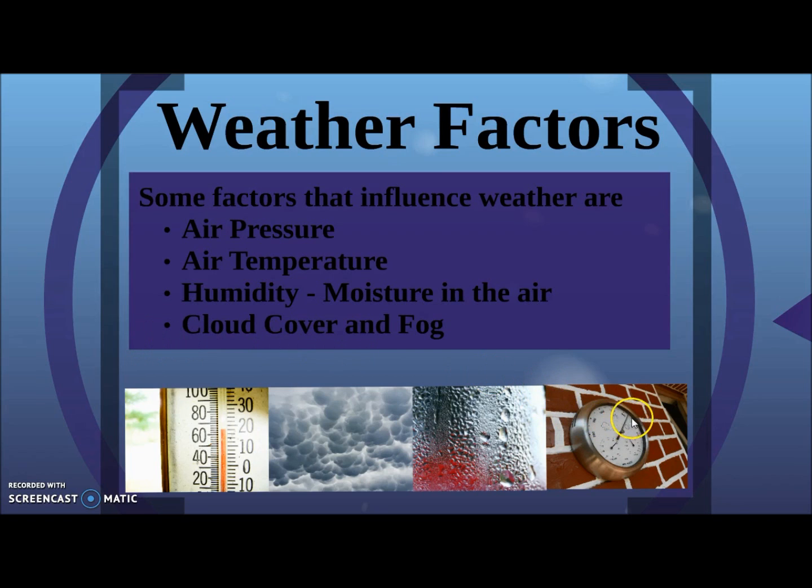Air pressure isn't something we can directly observe, but we can measure it. It affects the way air is moving in a given area. Air temperature, humidity, and clouds are all things we can directly observe, and they all have an impact on weather in the short term. For example, there could be a rain shower or even thunderstorms if these conditions are right.